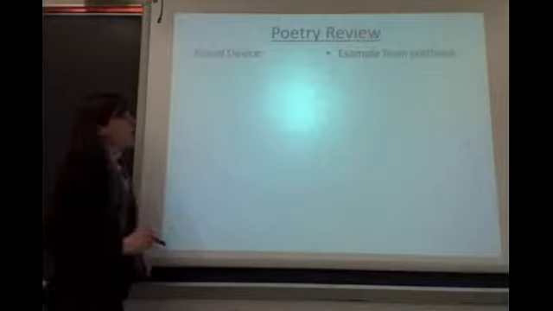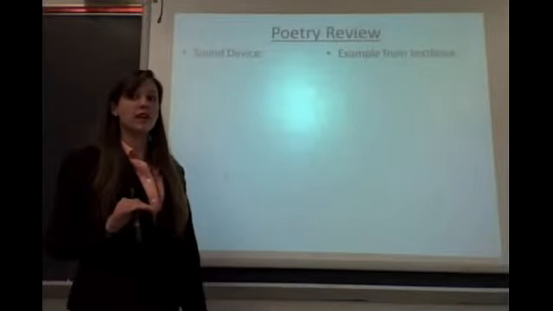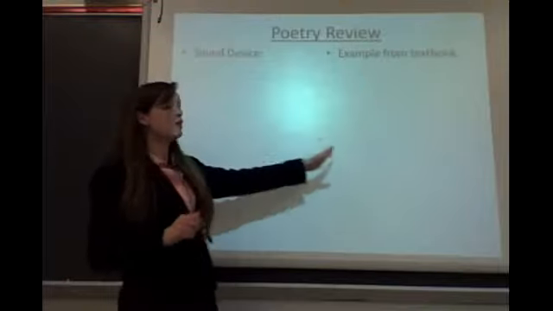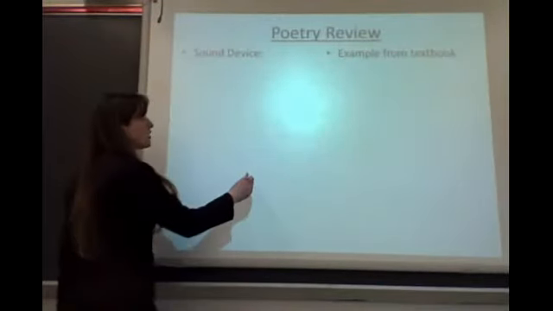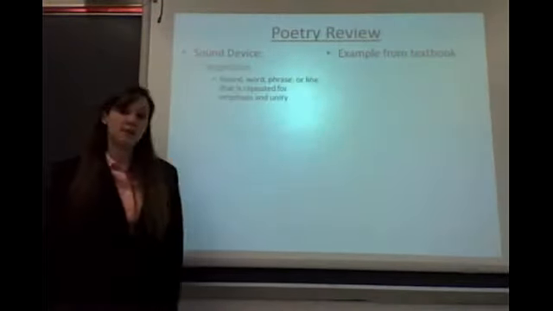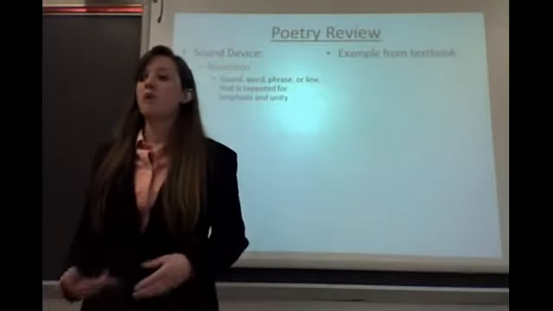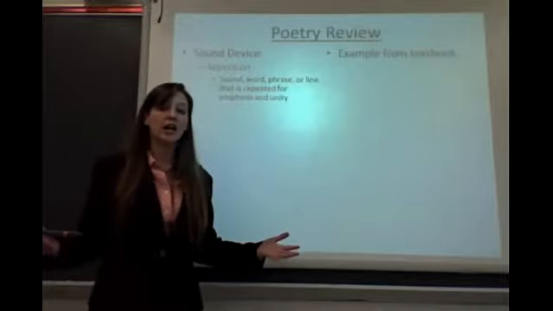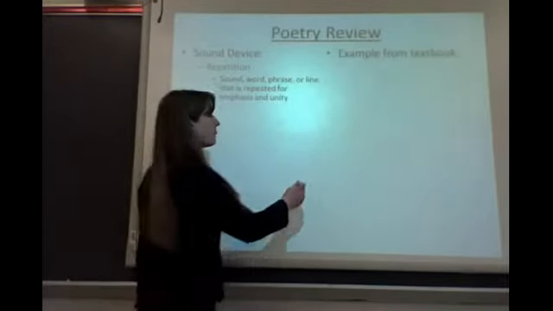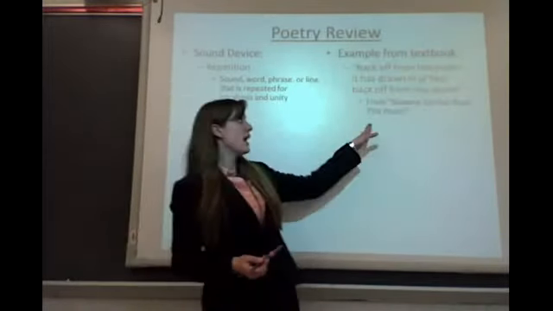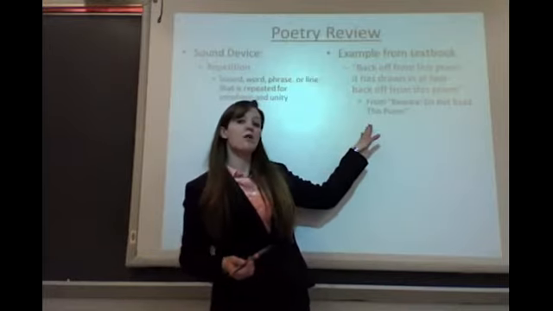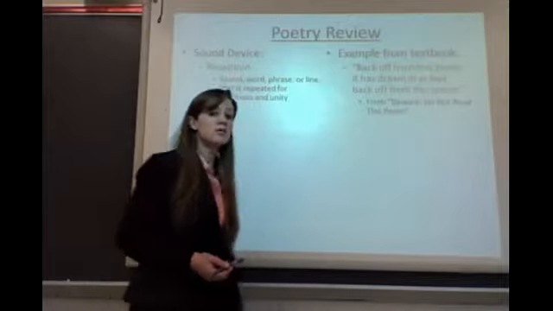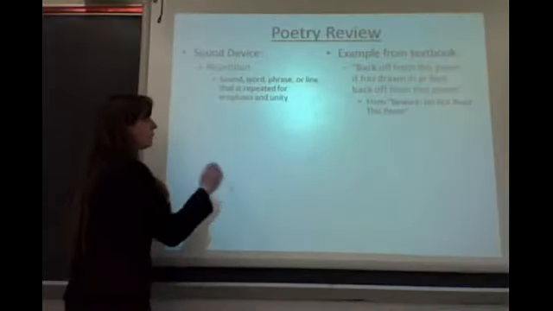So first, our review. This should already be in your notes. We talked about several different sound devices, and we've had examples in our textbook. The first sound device is repetition. Of course, you know, repetition is any time you use a sound, word, or a whole line more than once in the poem. For example, we read, "Beware, do not read this poem," and the line "back off from this poem" was repeated a few times throughout.